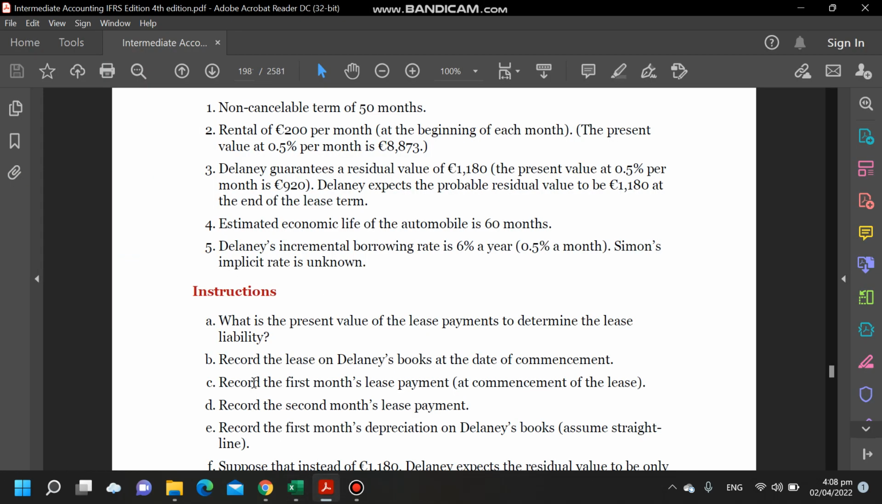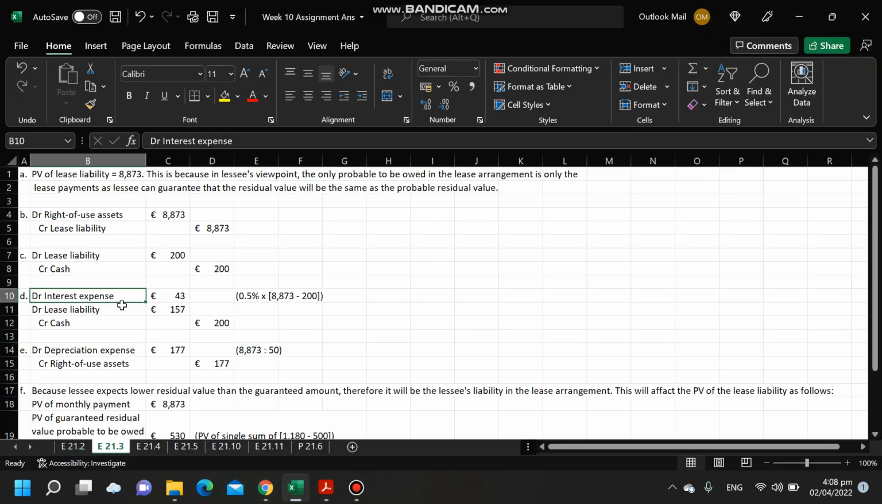And then D, record the second month's lease payment. After the first month, remember the interest expense will come out already. So you will have to calculate the interest expense first: 0.5% times the 8,873 minus 200. This is from the first payment. So the interest expense is 43. And then the rental payment that we must pay every month is 200. So the amortization of the lease liability is 200 minus 43, which is 157 for the first month.